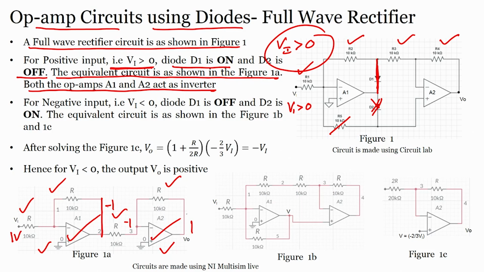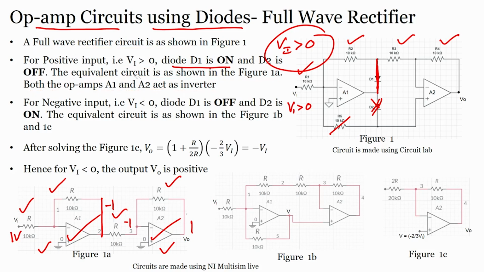That is why this sentence says that in the first case, when I have Vi greater than 0, both the op amps A1 and A2 act as an inverter. Alright, this is easy. Now, let us see the second case.